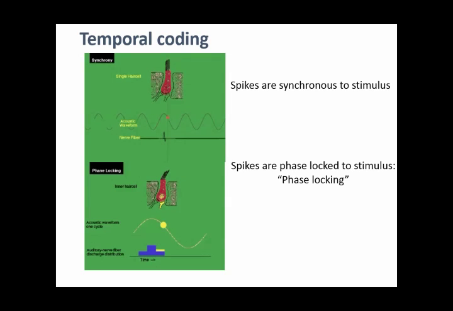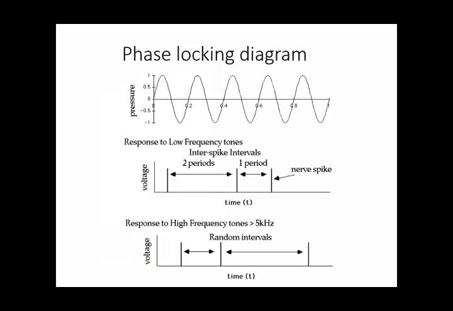So this is called phase locking. The spikes are actually locked in phase, or locked in time, with the phase of the stimulus. And we can use this information because it is just a representation of the time. And this is how we get to all of the time or the temporal aspects of hearing.